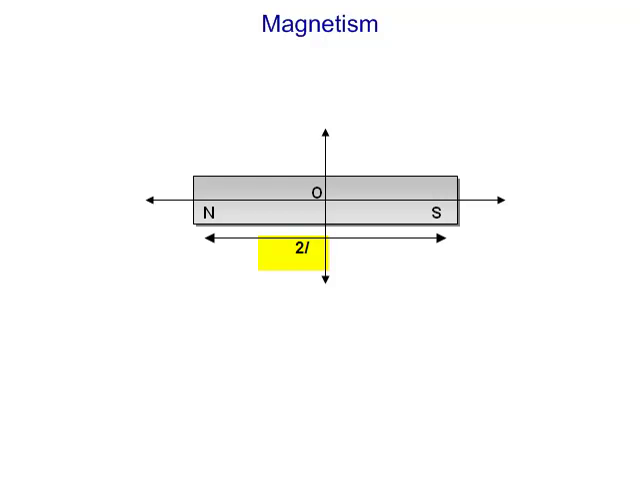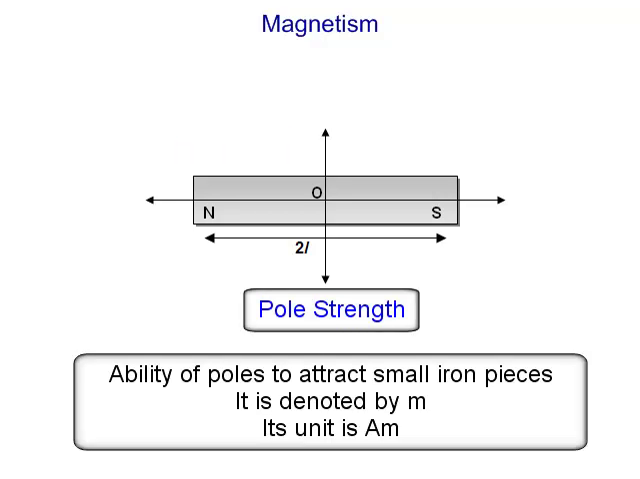The distance between the two fictitious poles is called the length of the magnet, and it is denoted by 2L. The straight line passing through both the poles of a magnet is called its axis. The straight line which passes through the center O of the magnet and is perpendicular to the axis is called its equator.